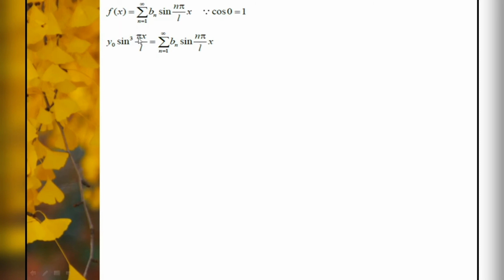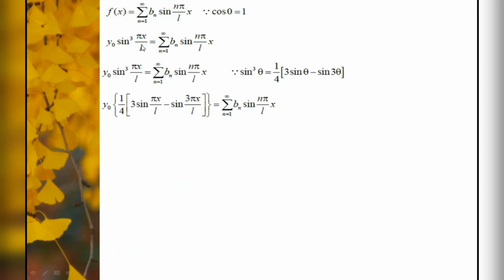Now it is sine cube pi x by L, so we have to replace that using the formula sine cube of theta equal to 1 by 4 into 3 sine theta minus sine 3 theta. So here our theta value is nothing but pi x by L. Therefore the left hand side will become y naught into 1 by 4 of 3 sine pi x by L minus sine 3 pi x by L, that is equal to summation n equal to 1 to infinity bn into sine n pi x by L into x.